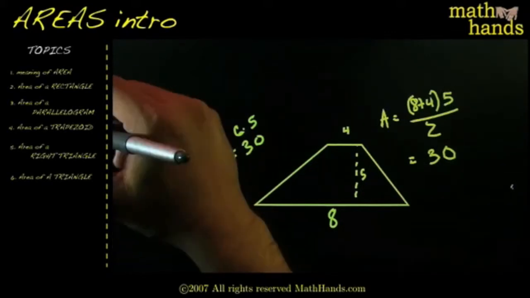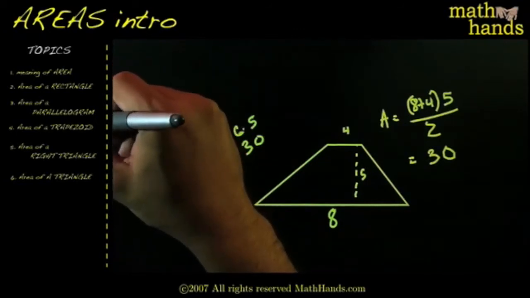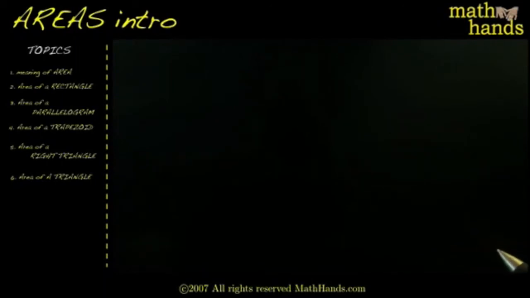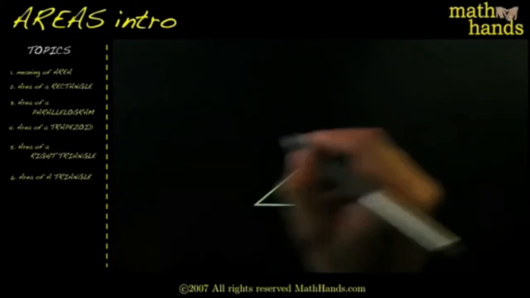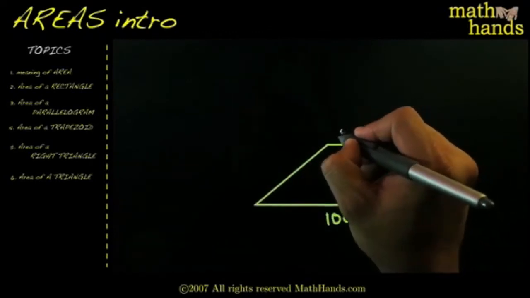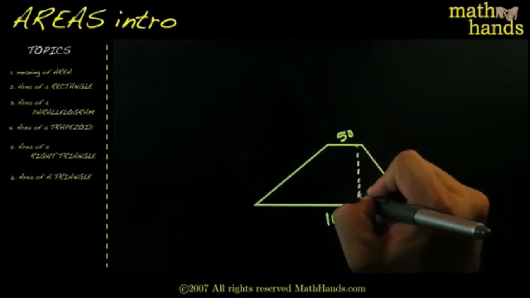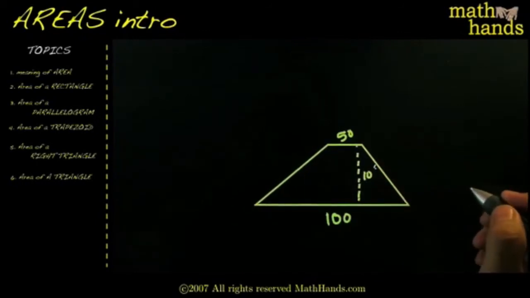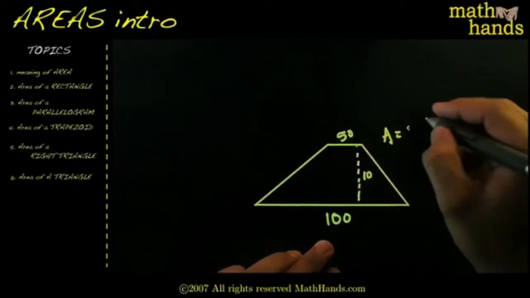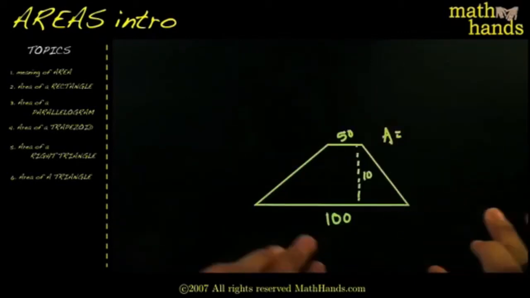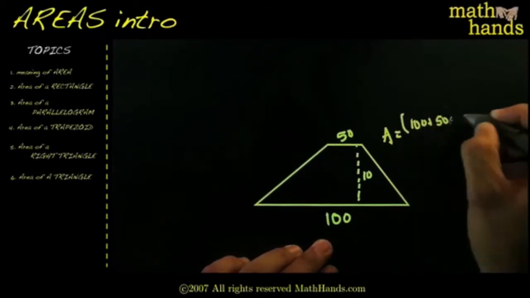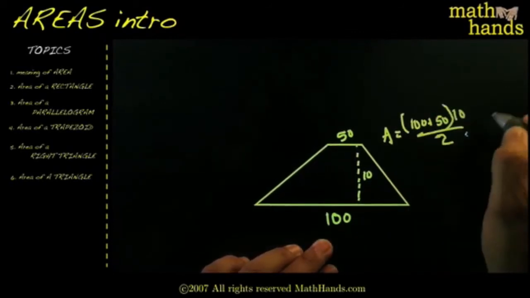Alright, so where else do we go from here? Maybe another example. Suppose you've got another trapezoid here. Suppose that this one has base 100 and this one has base 50 and this one has height 10. How'd you do it? Again, you could just plug it into the formula. You add these bases, because you imagine taking another one and flipping it over here. You'd get 100 plus 50 times the height divided by 2. That would be one way to do it.